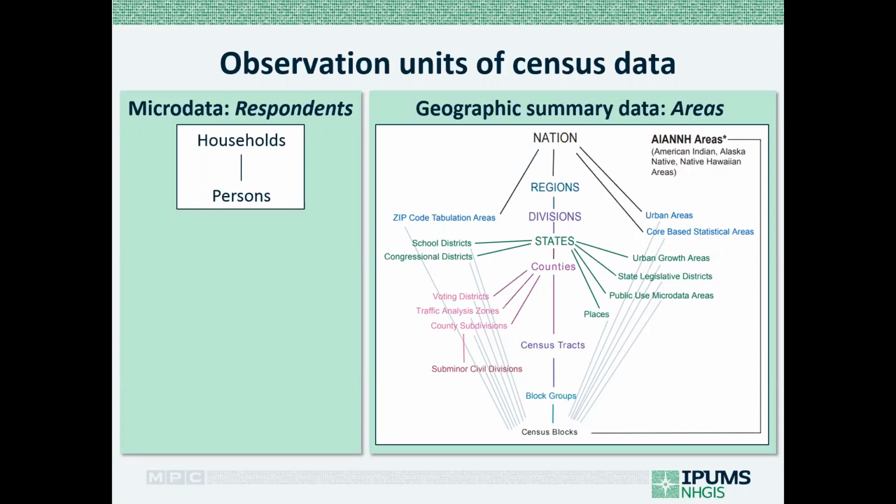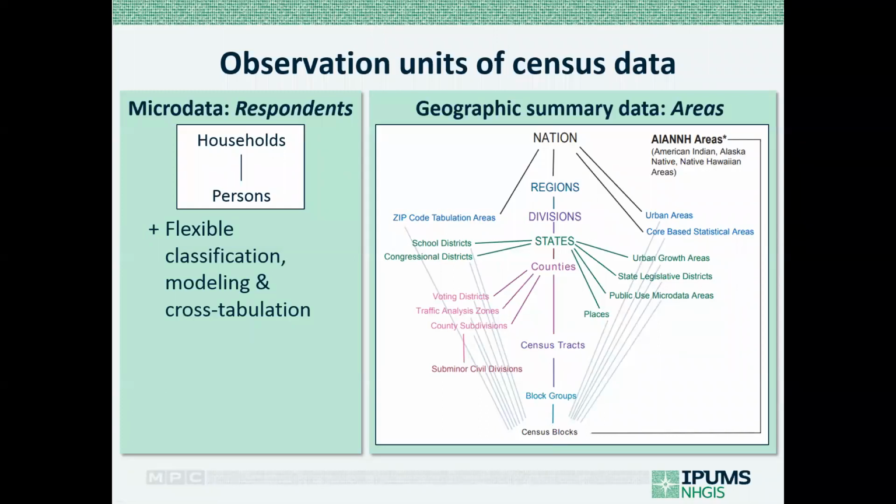In contrast, the NHGIS data is geographic summary data for geographic areas. And this diagram shows you the range of types of areas that the census collects and summarizes data for. These go all the way down to census blocks, and NHGIS also has information for that level. Why would you use one or the other? What are the key differences between these?